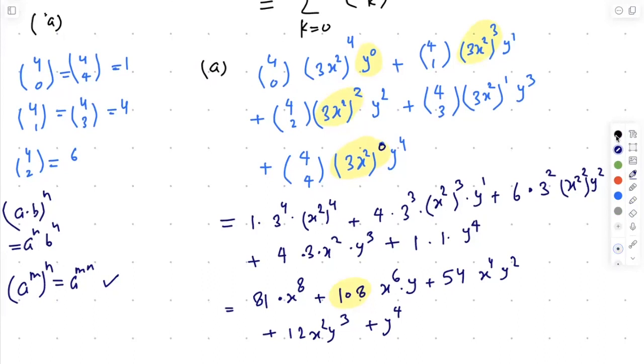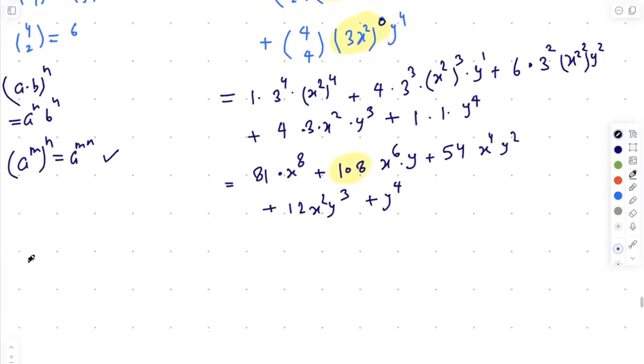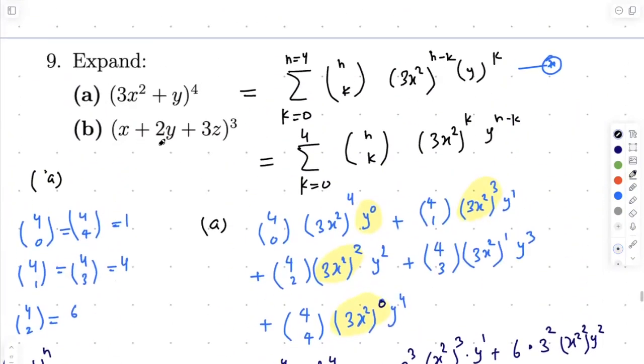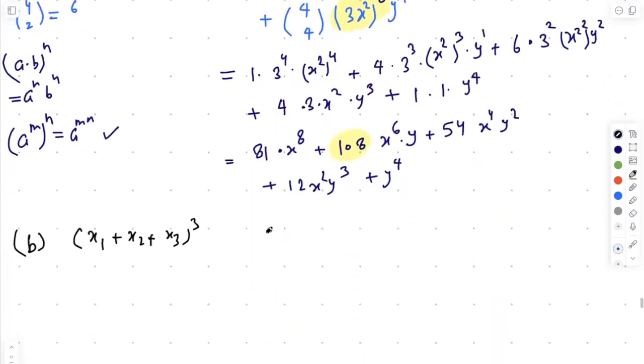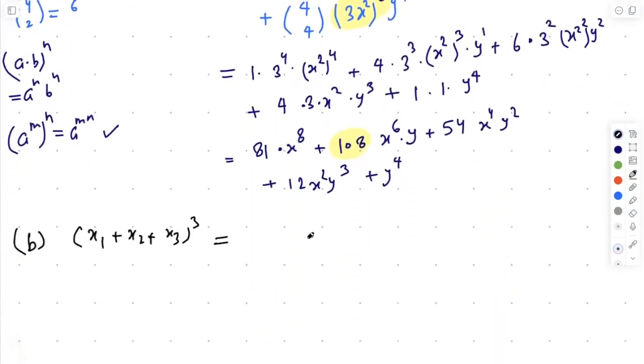Similarly, if you wish to do the next part, B part, you have to find out x1 plus x2 plus x3 power 3. Yes, you can have 2y in place of x2, 3z in place of x3. Okay, so how can we expand them? We need to find out all the solutions for the equation x1, x2, x3 equal to 3. How many solutions are there?